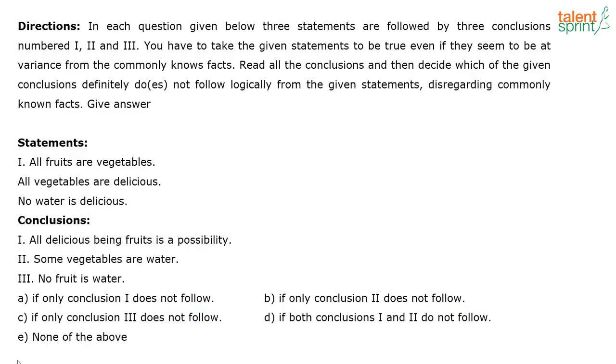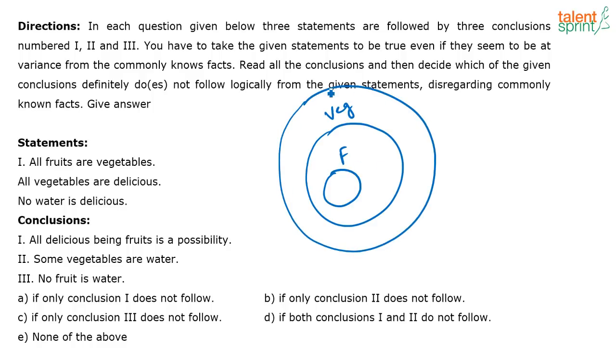Next one. All fruits are vegetables. All vegetables are delicious. No water is delicious. How do you draw the basic diagram for this? All fruits are vegetables. All vegetables are delicious. No water is delicious. So this is the basic diagram. Yes, for this question all of you are giving me the answer as B.